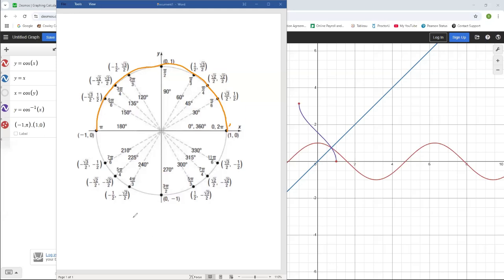So let's say we ask for the inverse cosine of negative square root of 3 over 2. Okay, and if we're in the proper domain and range, we should only be able to find one such result. So positive square root of 3 over 2 would have been pi over 6, but since it's negative square root of 3 over 2, we're over on this side of the circle, and the angle is 5 pi over 6, or 150 degrees.